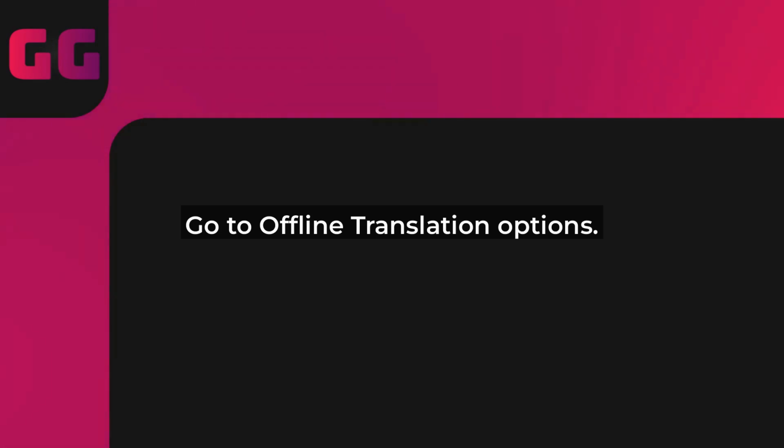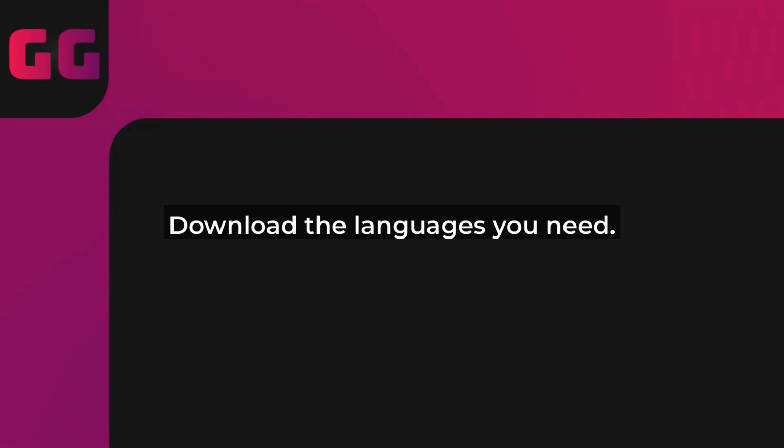Now, even without an internet connection, open the app, choose your downloaded languages, and start translating. You can translate text by typing, use voice input for spoken words, or even scan images with the camera feature, all offline.